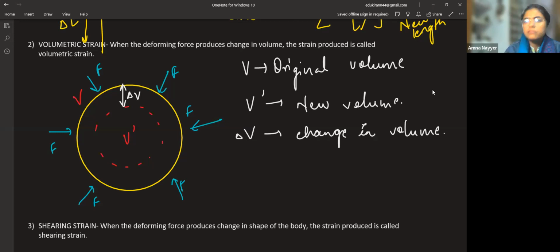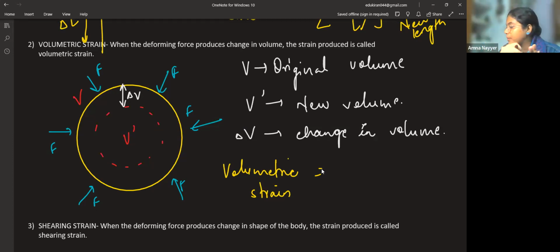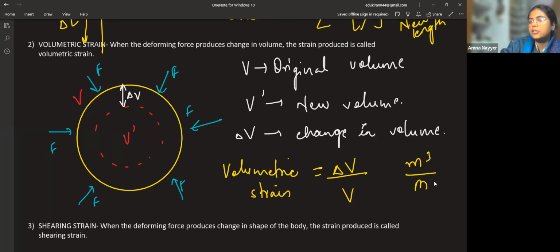Now, volumetric strain is what? Deforming force is producing the change in the volume. The change that is being produced is the change in the volume. So volumetric strain is change in dimension by original dimension, which we have studied. Suppose there's a sphere with original volume V. Now, it has shrunken, and its new volume is V dash. So the change in the entire volume that has occurred is delta V. Change in dimension by original dimension. What is the dimension here? Volume. So change in volume, that is delta V, by original volume, that is V. And here also you will see meter cube by meter cube, they'll cancel each other.